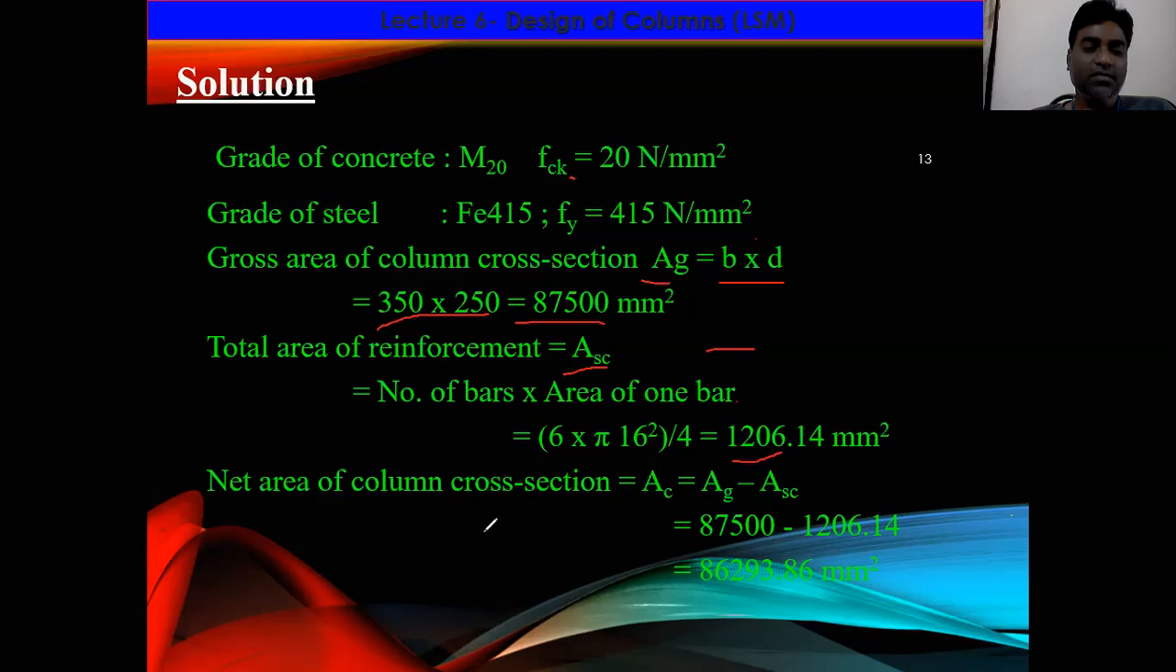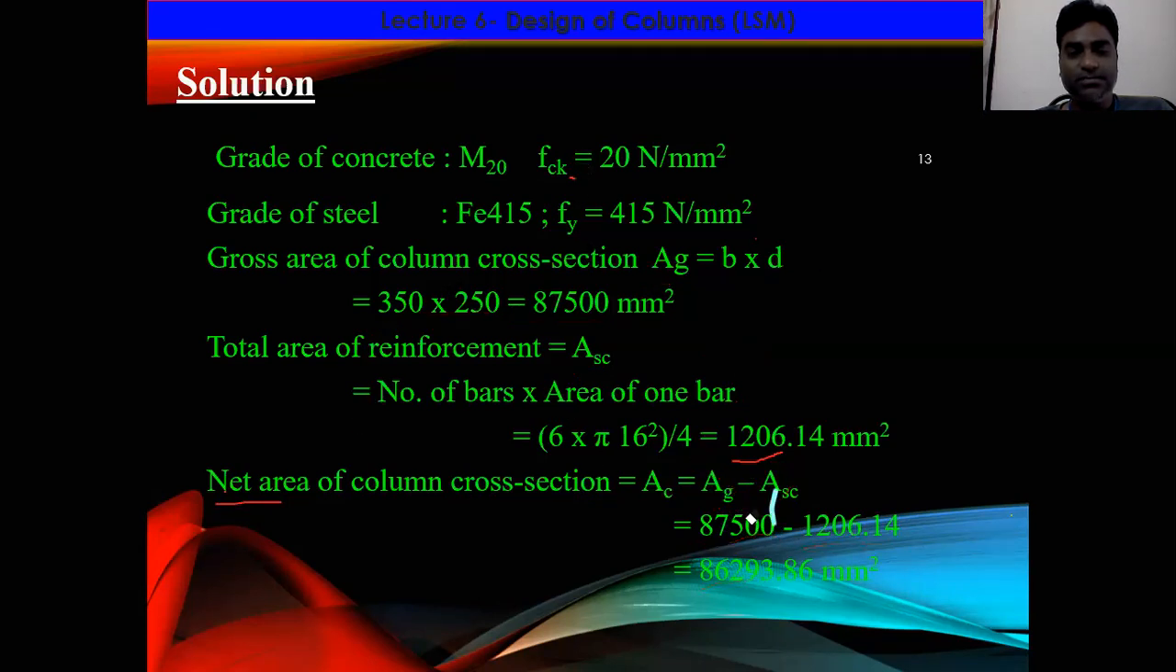The net area of the column cross section is equal to A of C, as I told earlier. So net area of the cross section is equal to gross area minus area of steel. We will get net area, that is 87,500 minus 1206.14. We will get the net area is 86,293.86 mm square, right?